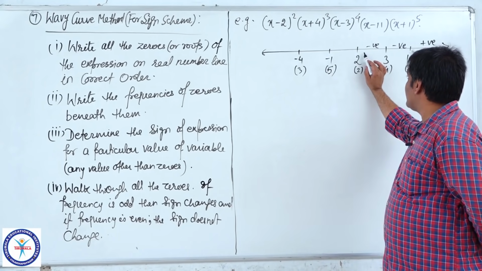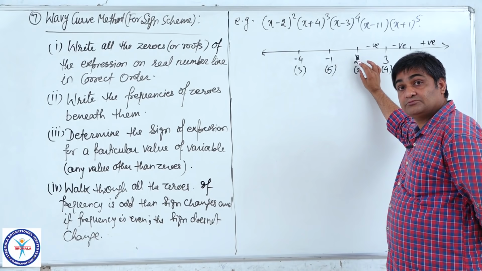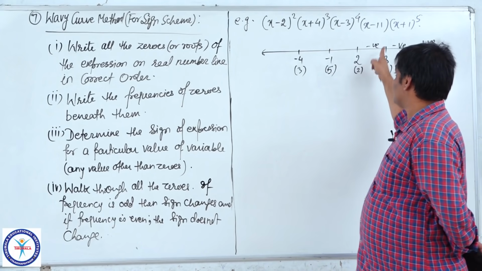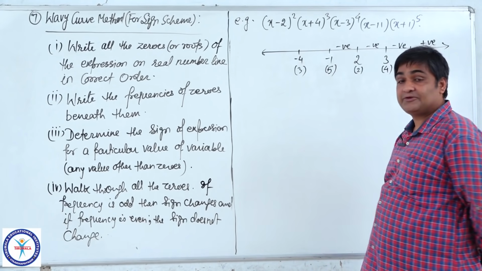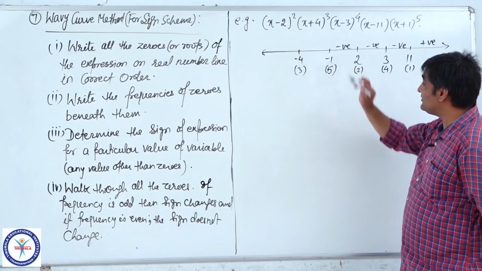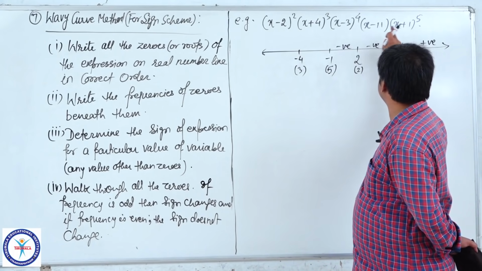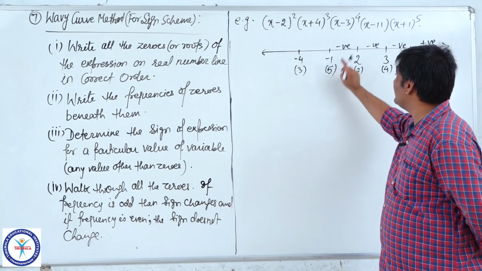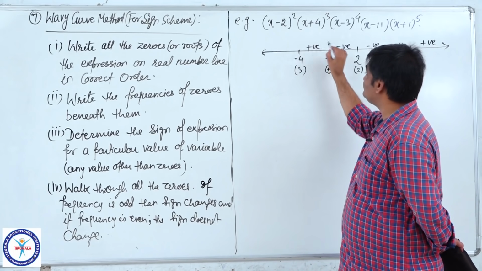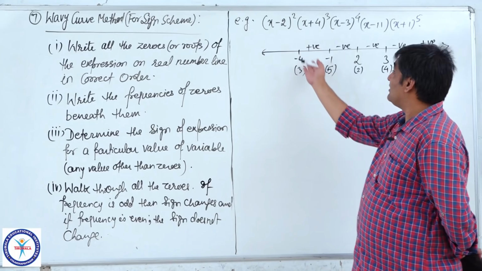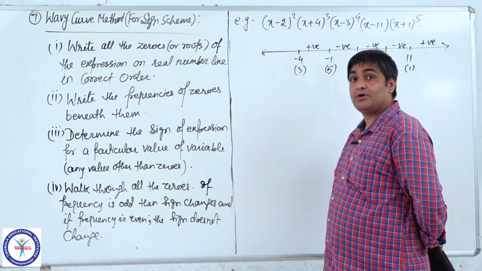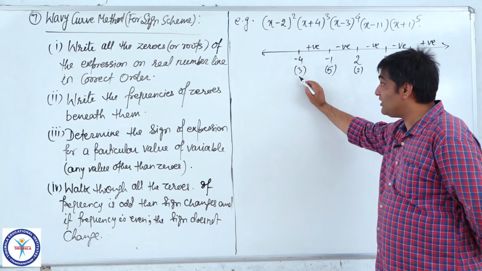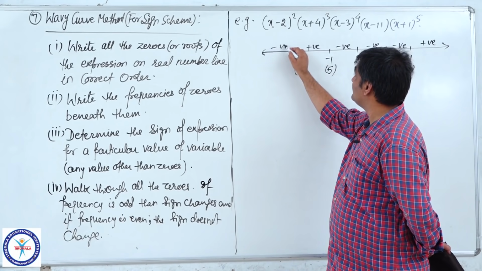Now we are crossing 2. What is the frequency of 2? How many times? 2 times. Again even times. Sign does not change. Okay. What is the frequency of -1? 5 times. Odd number of times. Odd number of times means the sign will change. Okay. Now -4. How many times? 3 times. Odd number of times. Frequency is odd, sign will change.